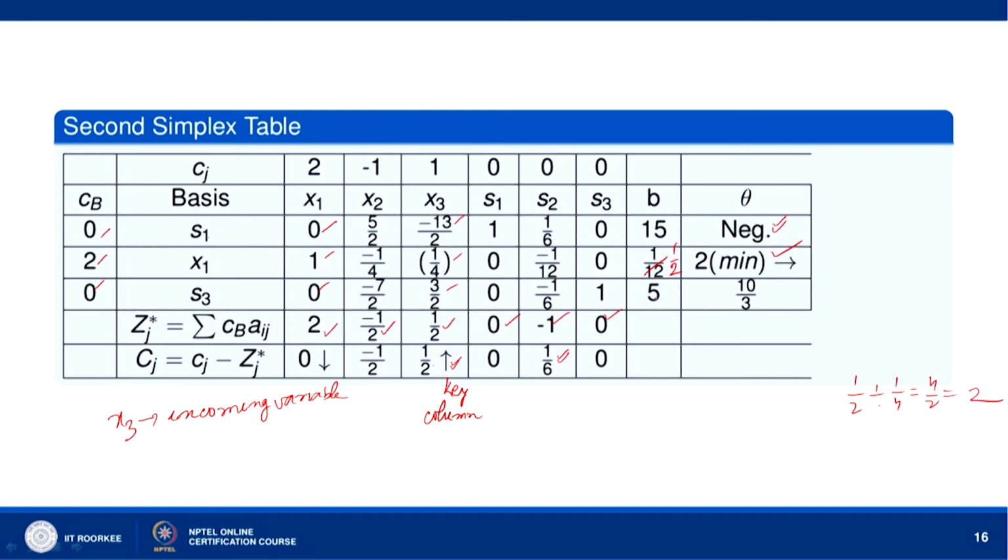And here we get 5 divided by 3 by 2, so we get 10 by 3. So, there are two positive values of theta, 2 and 10 by 3. So, 2 is minimum. So, this is our key row, and at the intersection of key row and the key column we get the element 1 by 4. So, key element is 1 by 4. Now, this means X3 is incoming variable, X1 is outgoing variable.